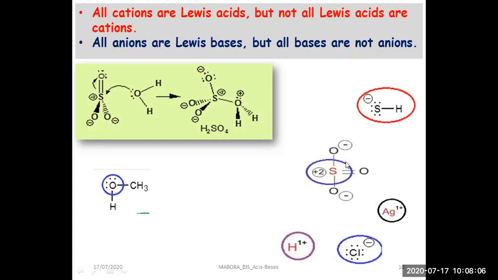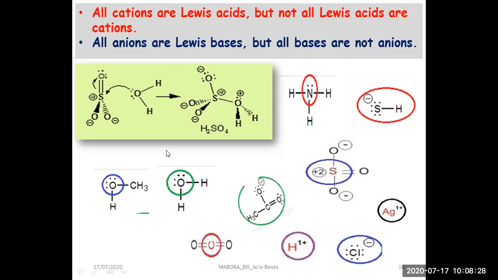SO3, now here sulfur has plus 2 charges, will accept electrons and therefore will act as an acid. Ammonia has a nitrogen with a lone pair of electrons, therefore electron rich, will donate electrons, and acts as a base. Water acts as a base. CO2 accepts electrons, acid. So on, we can classify these compounds or ions as acids and bases.